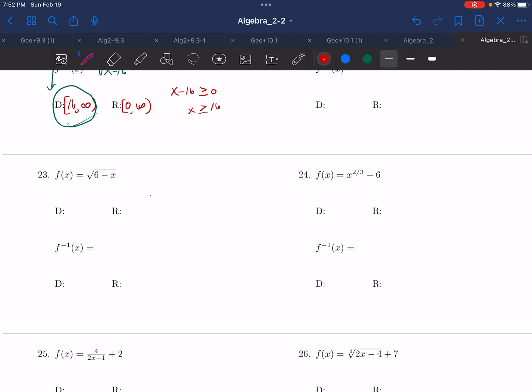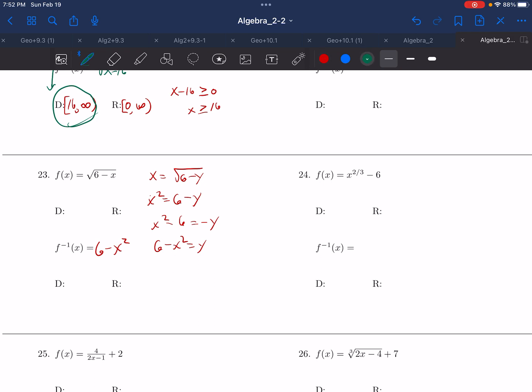Okay, here we go. Switch the x and the y. X equals the square root of 6 minus y. Take the square of both sides. X squared equals 6 minus y. Subtract the 6. X squared minus 6 equals negative y. Divide by the negative. 6 minus x squared equals y. 6 minus x squared is our inverse function.